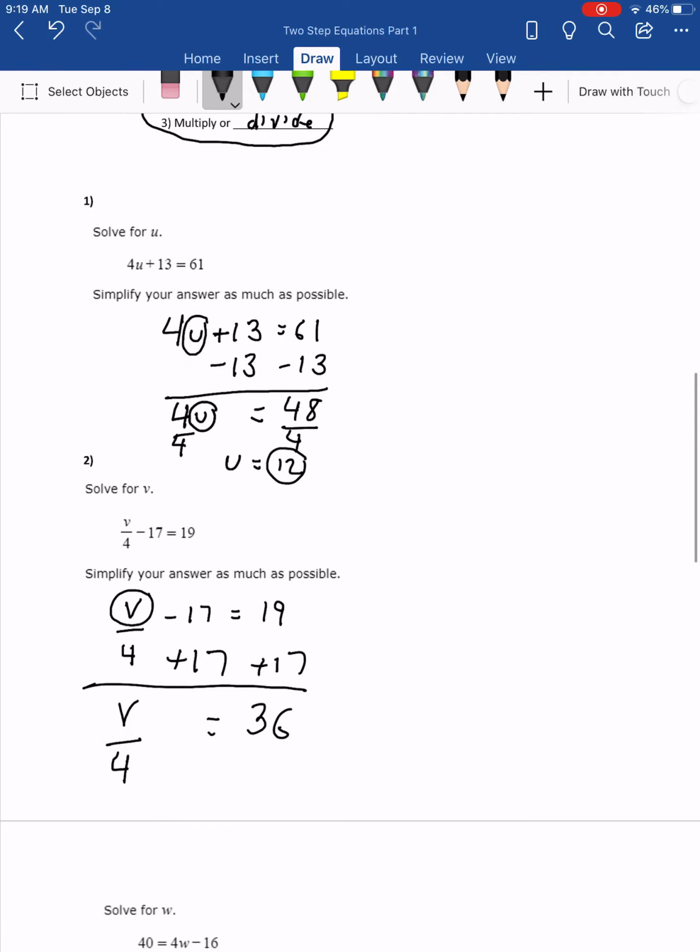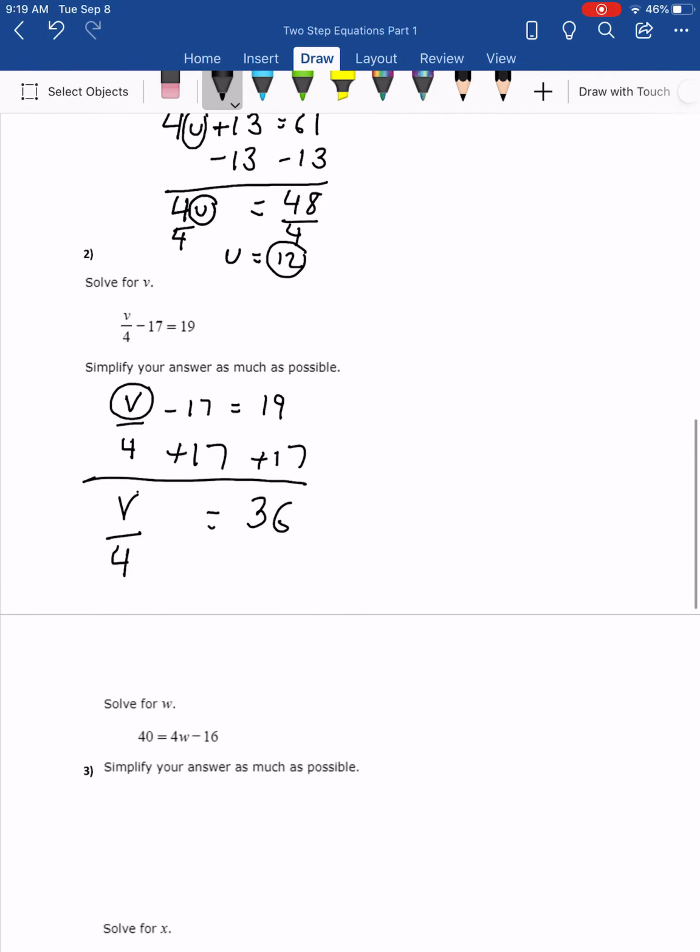Okay. Now we need to get rid of the division by 4, so we're going to multiply each side by 4 because the opposite or inverse of division by 4 is multiplication by 4. Okay. These 4's will cancel out, and we get v equals 36 times 4, which is 144.